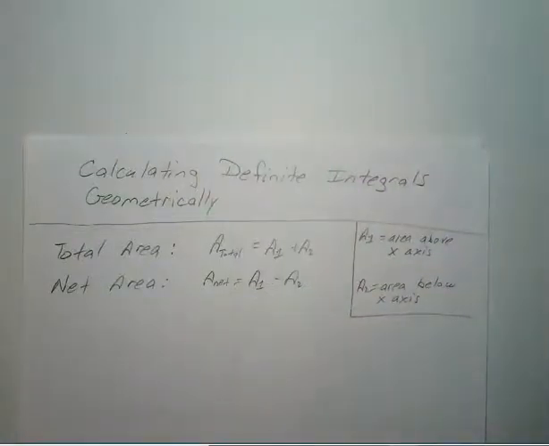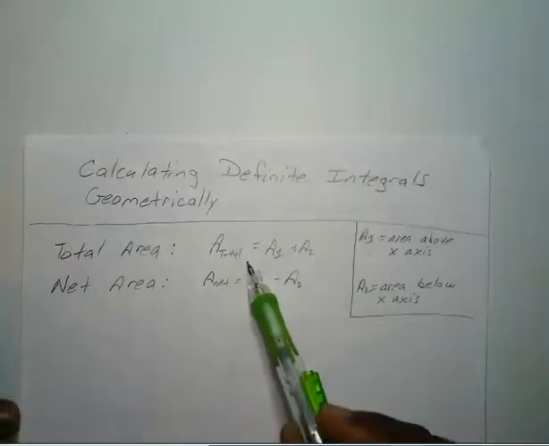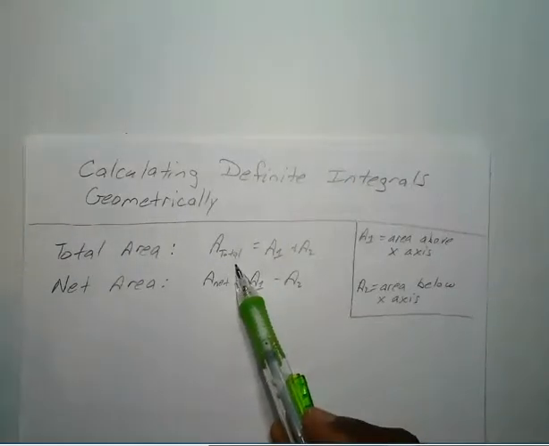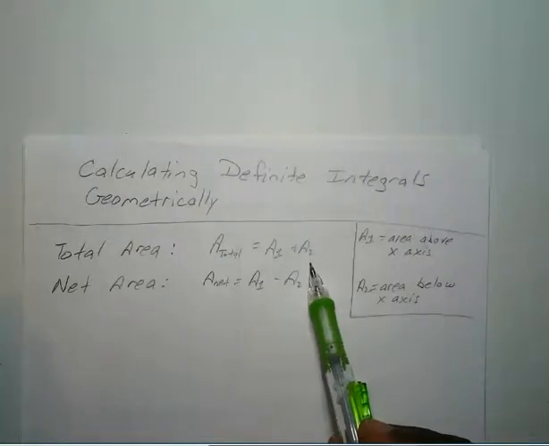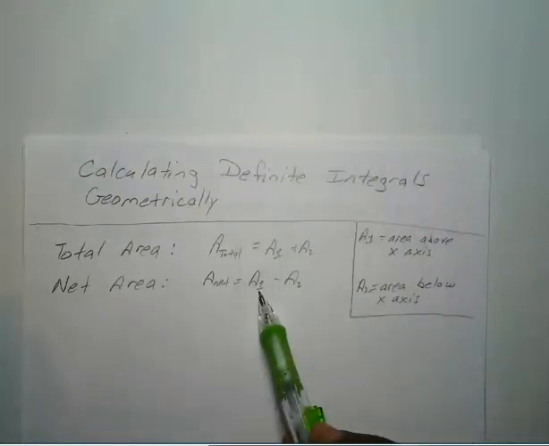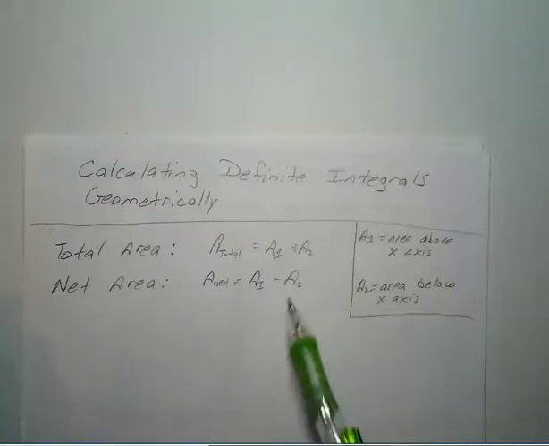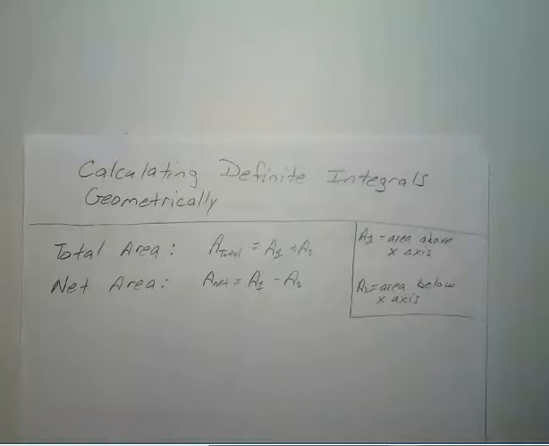Hello everyone. In this video we will be looking at how to find definite integrals geometrically. We're going to look at the total area and the net area. Your total area is just the area above the x-axis plus the area below the x-axis. And your net area is the area above the x-axis minus the area below the x-axis. We're just going to take a quick look at an example of each.